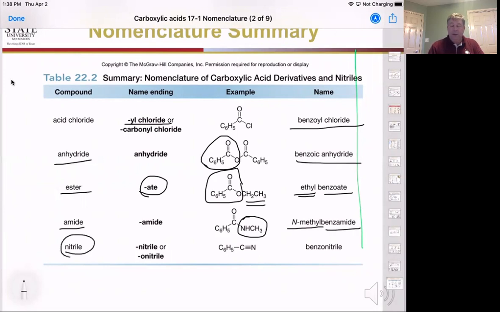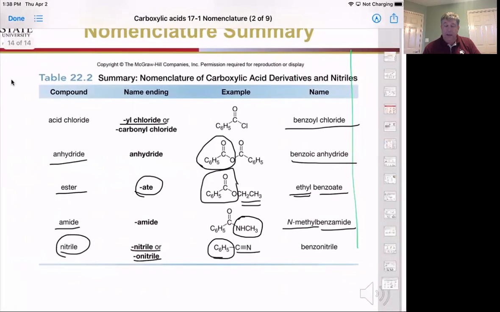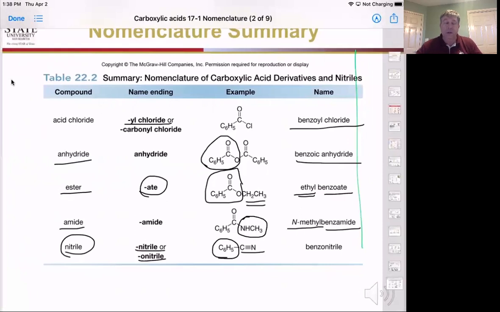And if we have nitriles, we just drop the ic acid and add nitrile, or onitrile. So in this case, this would be benzonitrile, so it's from the benzene ring and the nitrile. So benzonitrile. And that is the rest of section 17.1. All right, wait for 17.2.